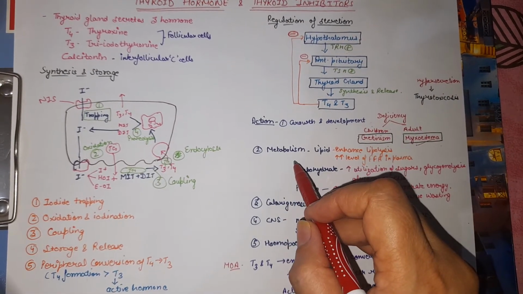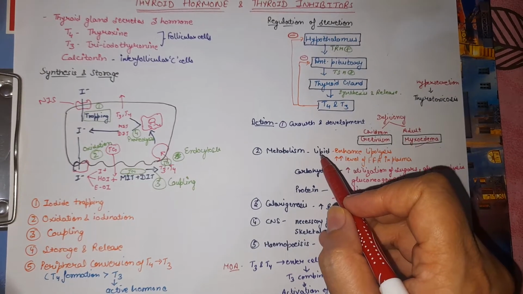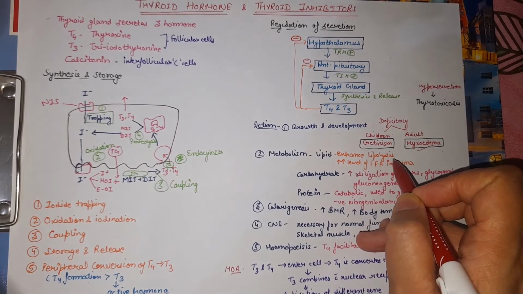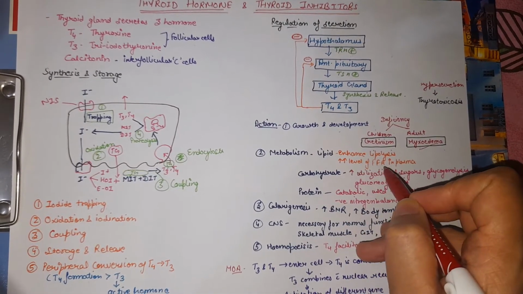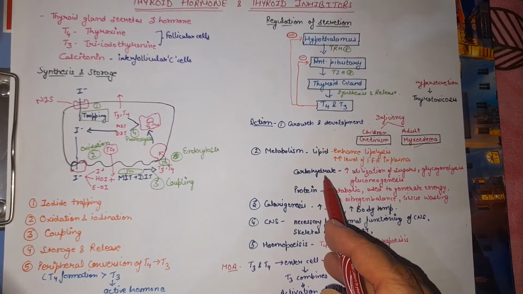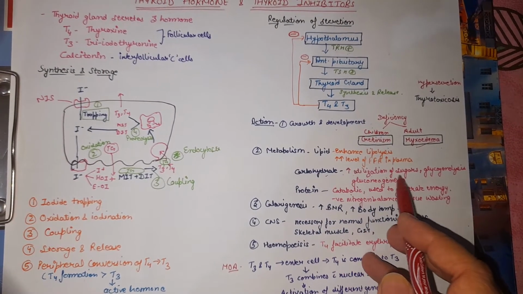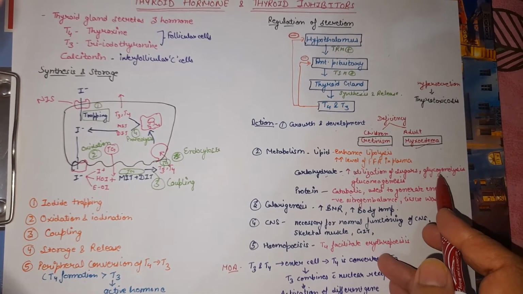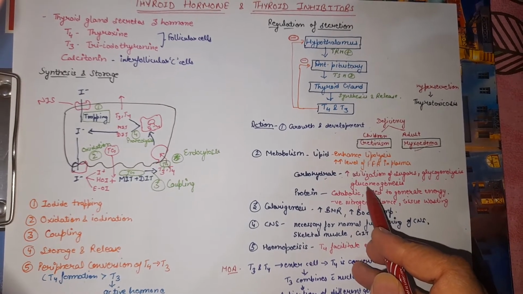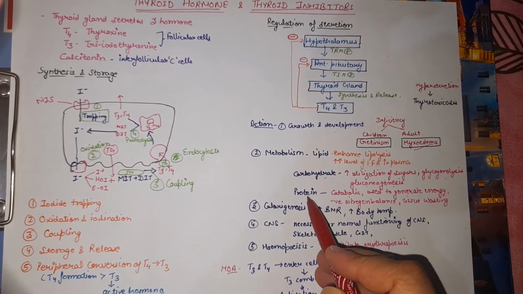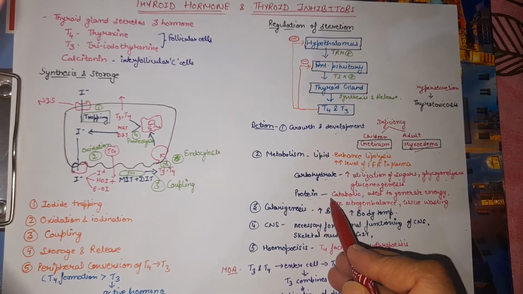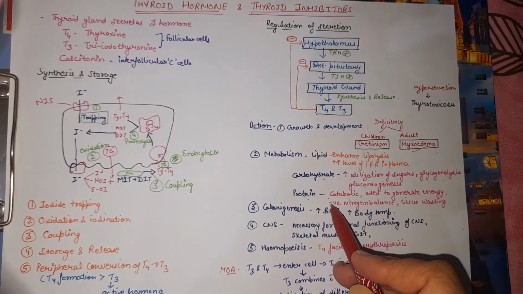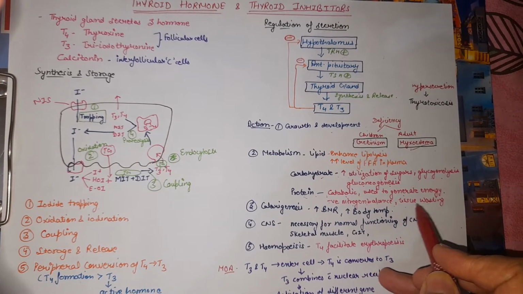Next, their effect on metabolism of lipid, carbohydrate and protein. On lipid, they enhance lipolysis, meaning they increase the breakdown of lipids, and they increase the level of free fatty acid in plasma. Next, on carbohydrate, they increase the utilization of sugar. They cause glycogenolysis, meaning they break down the stored glycogen, and they also cause gluconeogenesis. Next, on protein, they are catabolic in nature, so they break down protein to generate energy. They cause negative nitrogen balance, and they also cause tissue wasting.